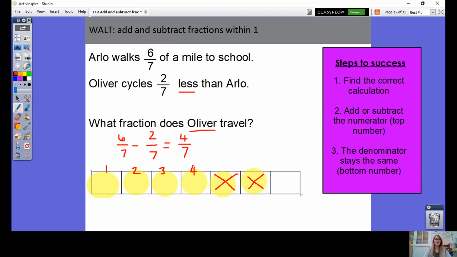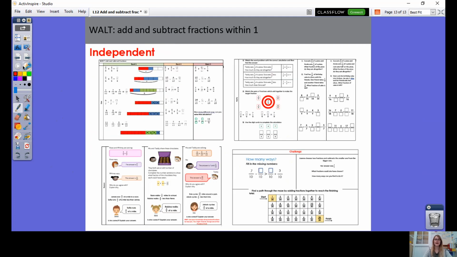Okay, we're going to move on to our independent tasks now. If you feel you need to go back and watch some of those and have your steps to success up while you're doing your independent work, you can feel free to go back through the video and have a look at those. For the first part, you're starting off with adding and subtracting fractions. If you're doing band 1, you've got the representations there to help you. So do use the bar models, or you can draw your own at home if you need to.